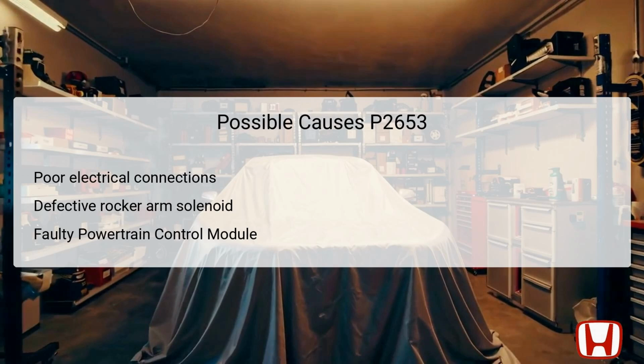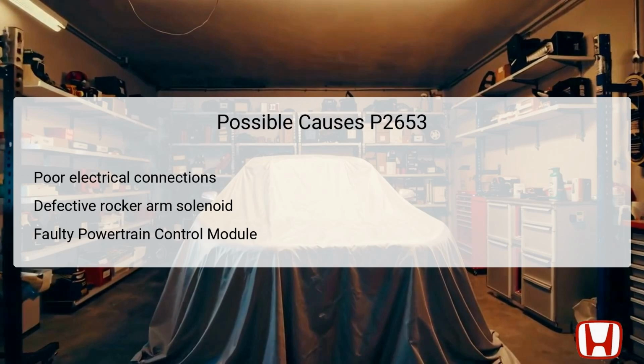Several factors can cause DTC P2653. Firstly, poor electrical connections, including corroded or loose terminals, can cause insufficient voltage to reach the rocker arm oil control solenoid, triggering this DTC.